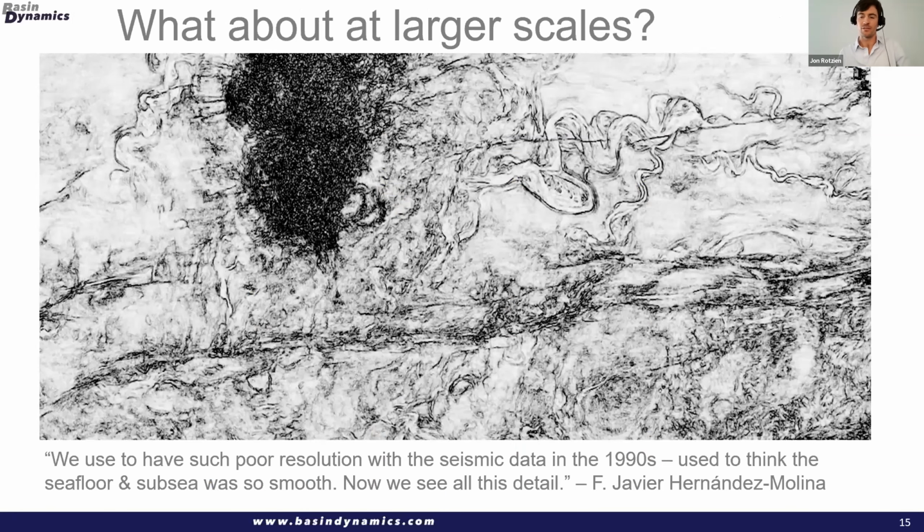But what about some of the larger scales? Javier Hernández-Molina once said, we used to have such poor resolution with the seismic data in the 90s, we used to think the seafloor and subsea was so smooth. Now we see all this detail. And this is using coherence data. Many of us take it for granted, but it was invented by Marfurt in his lab back at Amoco in the 1980s. And we can see all sorts of really interesting details in the subsea. These data are from New Zealand, showing a variety of sinuous channel patterns, subsurface volcano, and a number of faults.